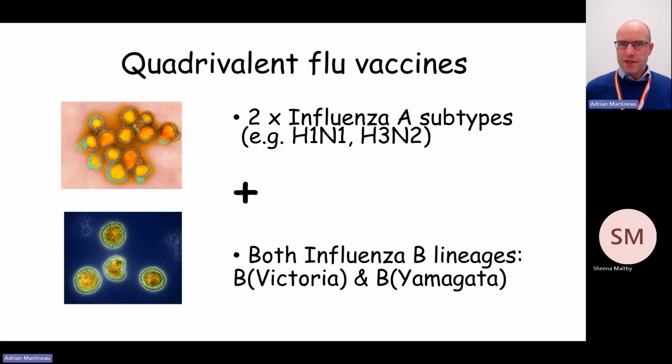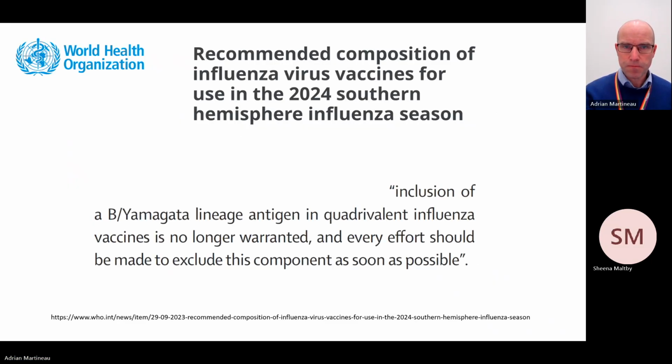Now, flu vaccines try to cover different subtypes or lineages of flu virus by including protection against 4 different viruses. Classically, 2 influenza A subtypes, for example, H1N1 and H3N2, and both of the influenza B lineages, B Victoria and B Yamagata, and they're called quadrivalent because they can protect against 4 flu viruses.